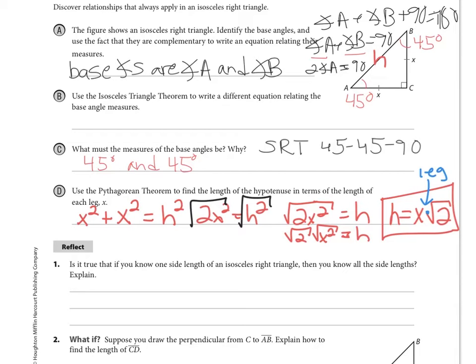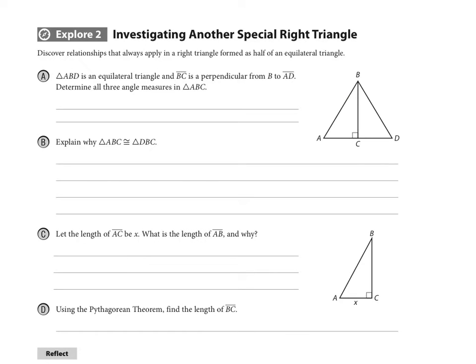Okay, now let's look at the next page. Here I'm on page 710, and we're going to investigate another type of special right triangle. And this comes from a right triangle that's formed, as you can see here, as half of an equilateral triangle. So let's go ahead and mark the sides that we can here.